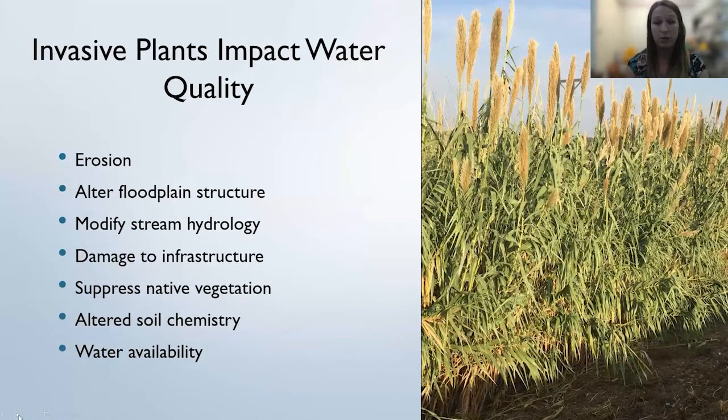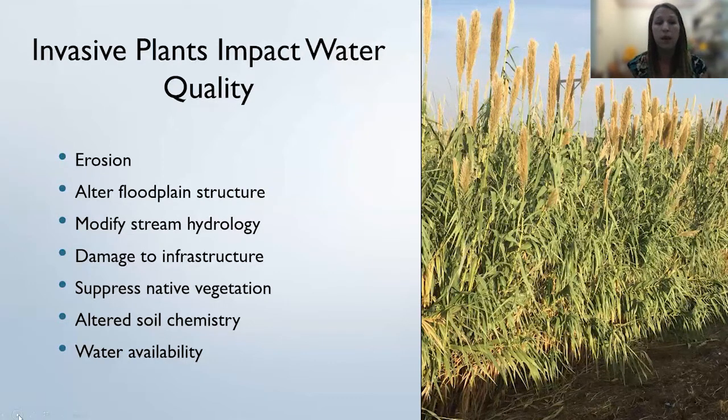Invasive plants cause issues for water quality because invasive plants don't always have that same really complex root system that our native plants have, which means that they're more likely to experience erosion, which, with all that increased runoff and sedimentation, can impact water quality.